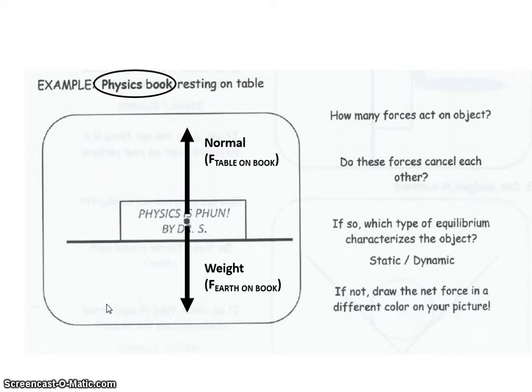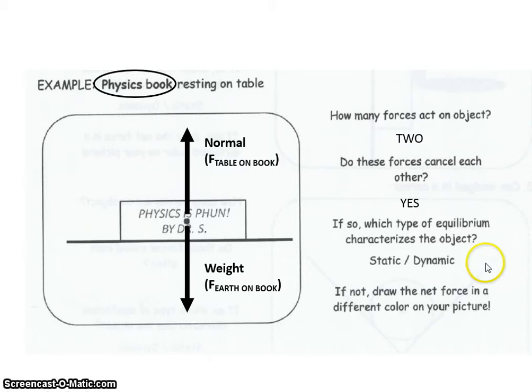Okay, and so we're pretty much done with this free body diagram. It's a very simple one. There's only two forces to draw. So if you go and ask these questions, how many forces act on the object? Clearly just two. Do these forces cancel each other out? Yes, common sense says that they do.